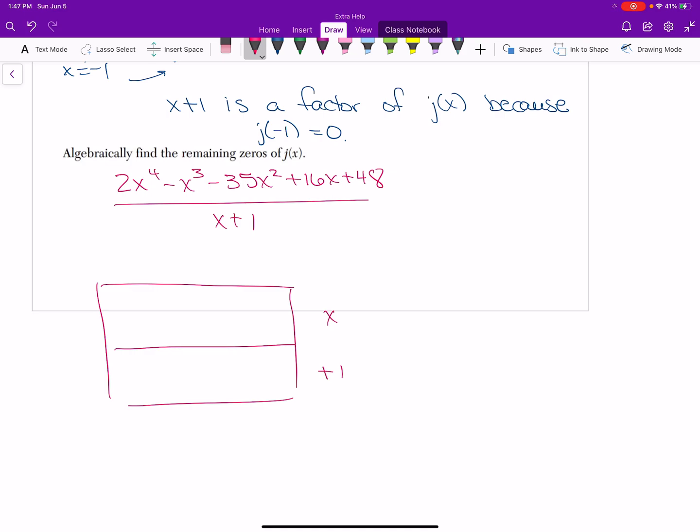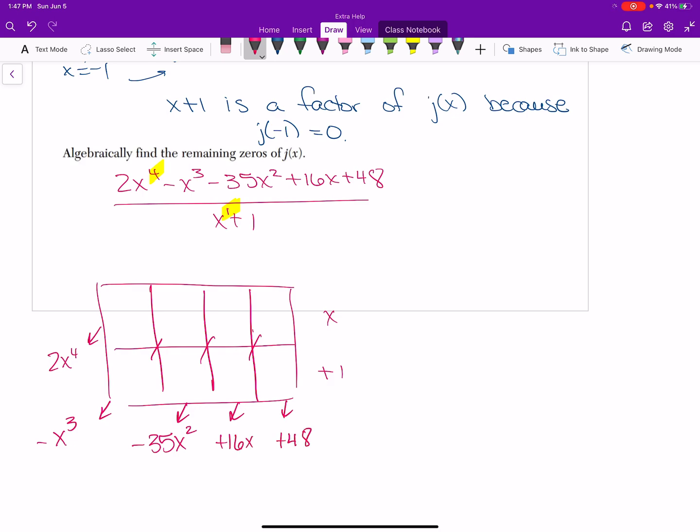So dividing by x plus 1, that goes down the side. Highest exponent on top is 4. The bottom's exponent is 1, so it tells me I need 3 lines. So we have 2x to the 4th, negative x cubed, negative 35x squared, positive 16x, and positive 48.